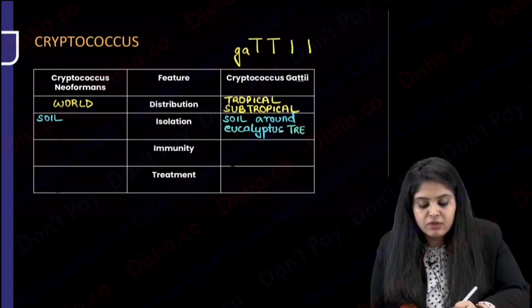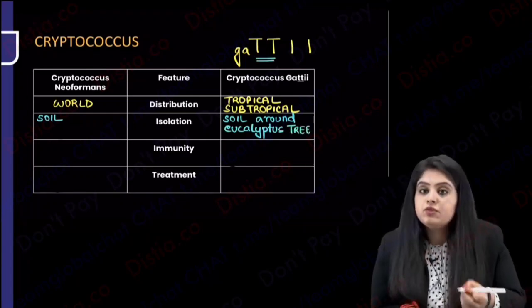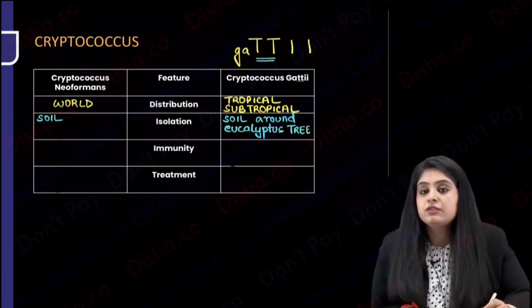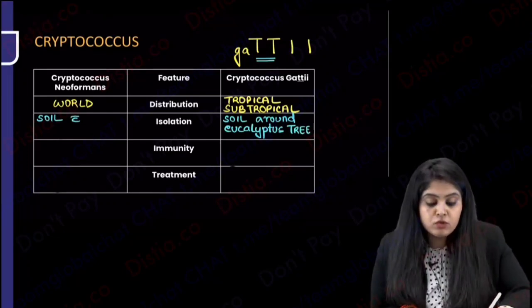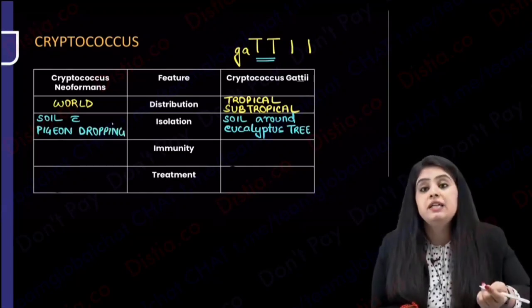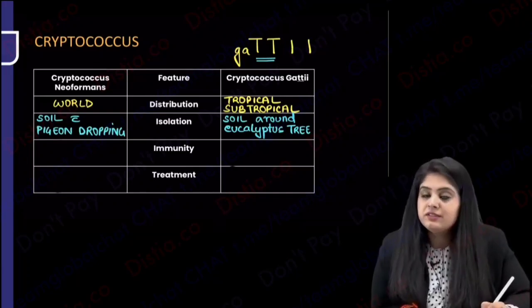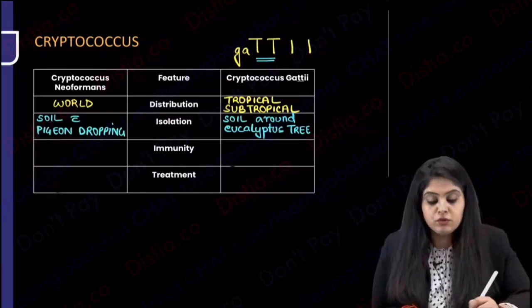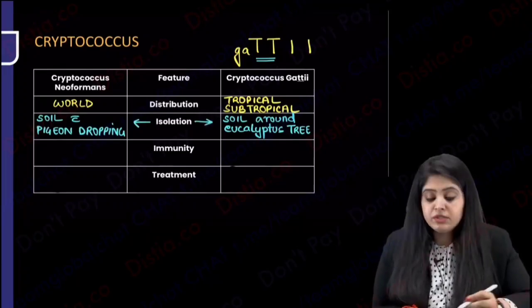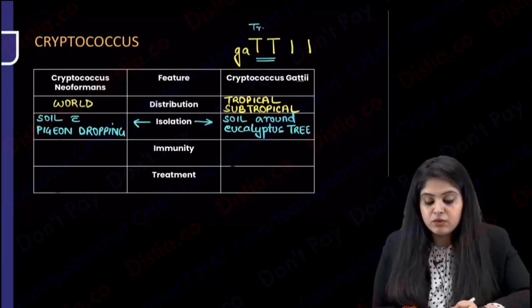And how do I learn it? Because gattii is sounding like a tree. Whereas on the other hand, Cryptococcus neoformans is going to be in the soil with pigeon droppings. So how is it going to come to us? If the soil has pigeon droppings, how is it going to come into our system? By inhalation. One of the routes by which it is going to come, which I'll tell you in exactly a minute, is inhalation. So the isolation is simple. Both of them are in the soil, but which is the soil with the tree? Gattii is going to remind you of tree.